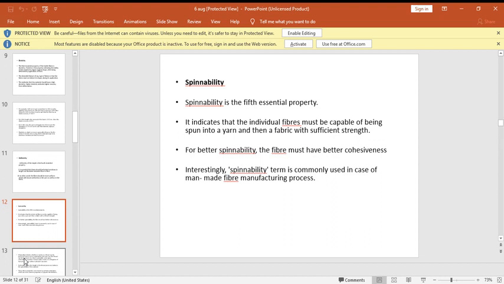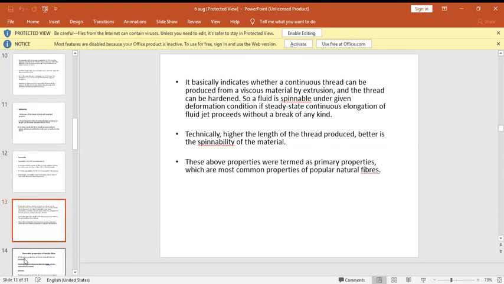So, spinnability. Spinnability is a fifth essential property. It indicates the individual fibers must be capable of being spun into yarn and then a fabric with sufficient strength. For better spinnability, the fibers must have better cohesiveness. Cohesiveness is of the group of the fibers.